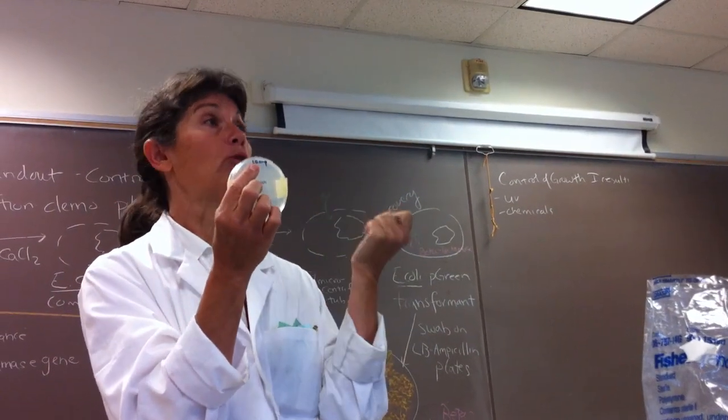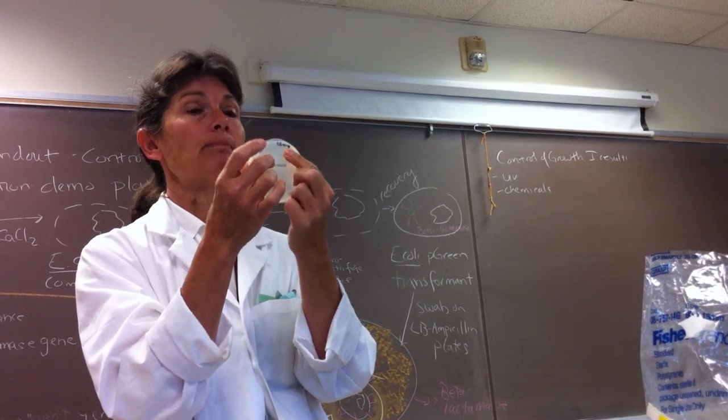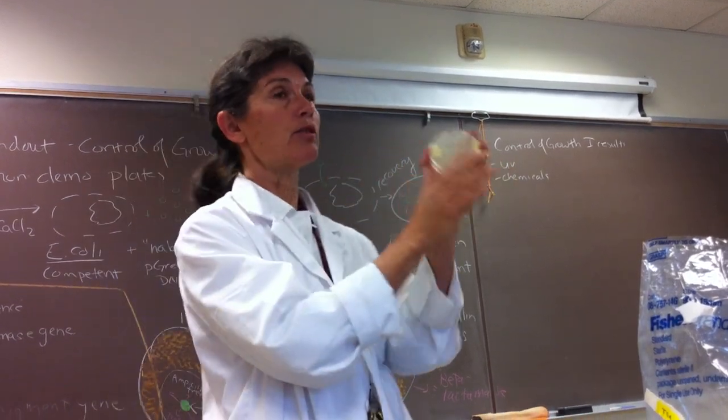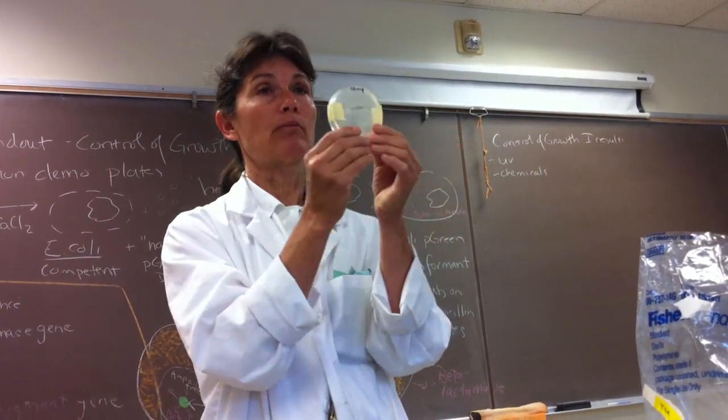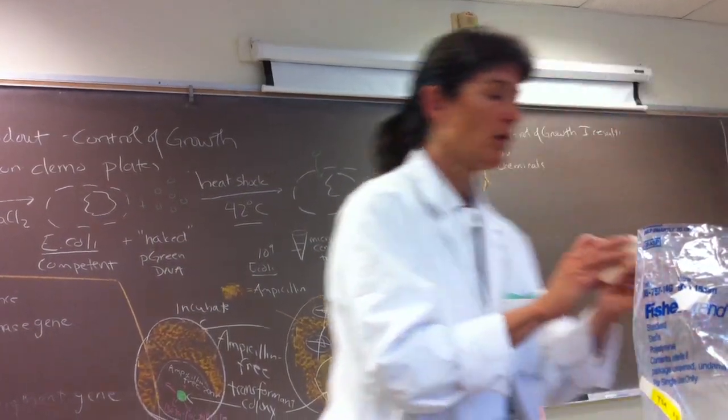which is a type of media that E. coli really likes to grow on. LB amp. Amp means there's ampicillin present. So she plated the negative control on the LB amp plates, and nobody grew, right? So that was an important control.